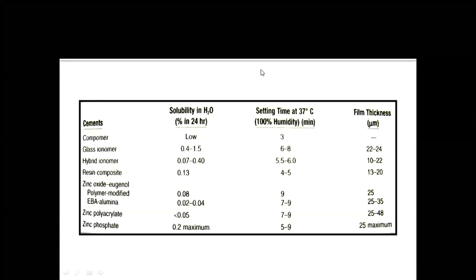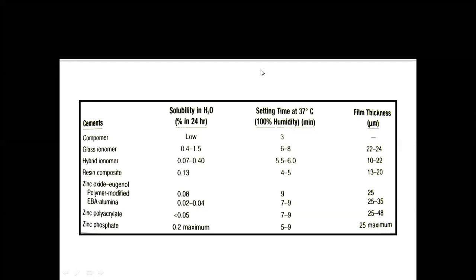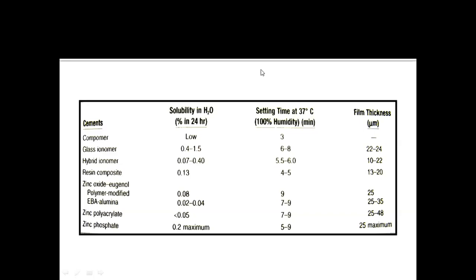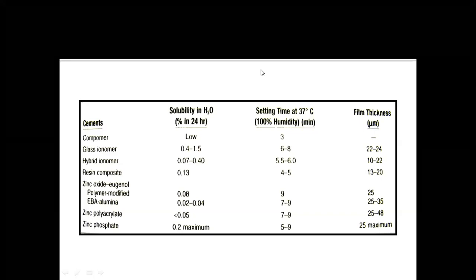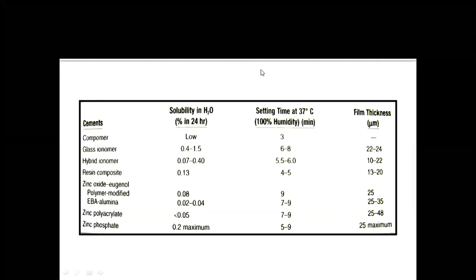Now if you see the film thickness, the least amount is for your hybrid ionomer, which is 10 to 22, and resin cement also, which is 13 to 22. Both are almost the same. The maximum is mentioned for polyacrylate and EBA alumina as 25 to 35. But the textbook says 25 is the maximum for zinc phosphate, which means it is always 25 and more, while the other cements can be up to 25 only. That depends on the mix.